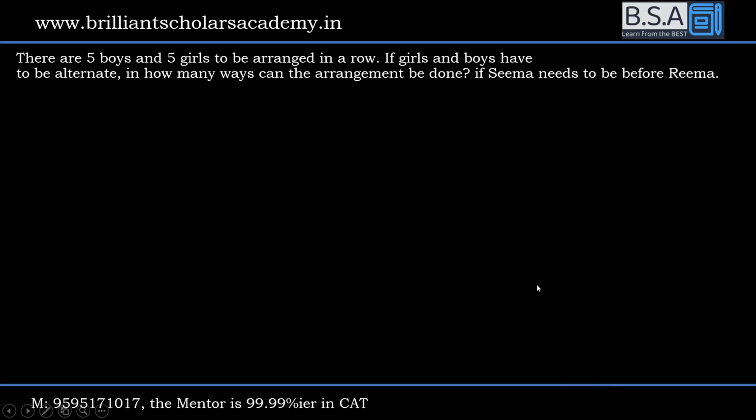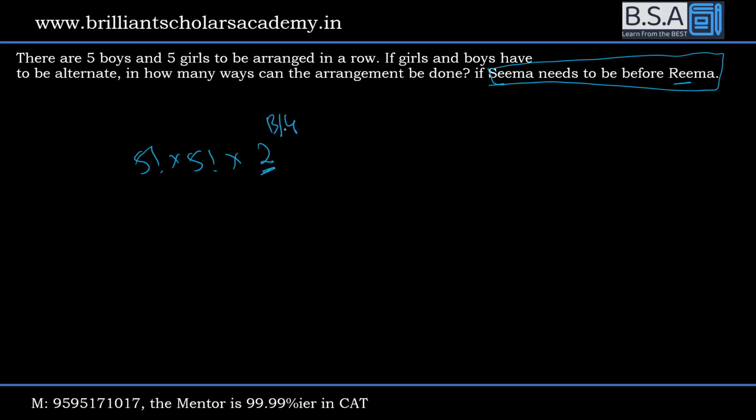There are 5 boys and 5 girls to be arranged in a row. If girls and boys have to be alternate, in how many ways can the arrangement be done? If Seema needs to be before Reema. देखो, अभी आपने जो answer निकाला था, this was the answer for what? Boys and girls arranged alternatively. इसमें क्या था? Boys and girls आगे पीछे हो सकते हैं. So observe, my focus is only on Seema and Reema.